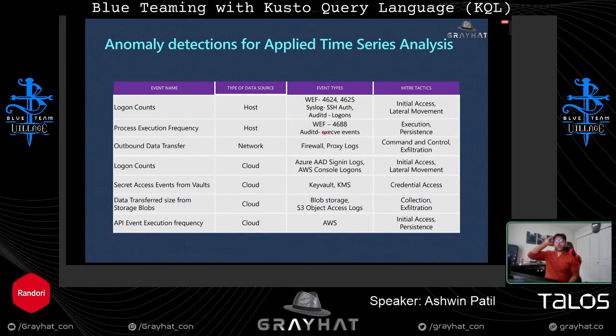So what are the use cases where you can use this particular time series analysis? These are a variety of data sources: cloud, network, host, and these are the specific event types. I have also mapped the MITRE tactics for each of the detections, so that will be helpful. So you can see that many times, if you just want to access the secret access events from Key Vault, that can be converted into time series, and then you can run the time series analysis operation.